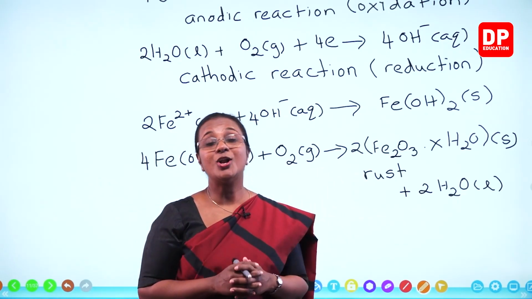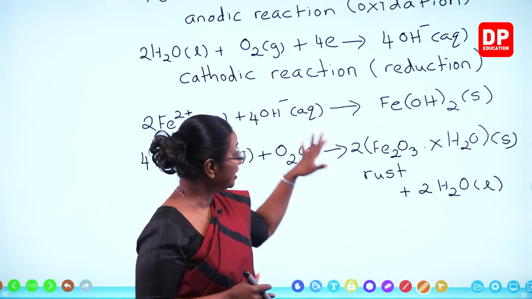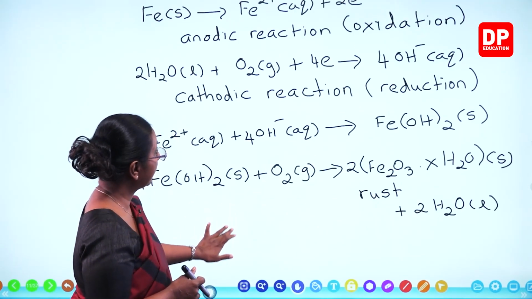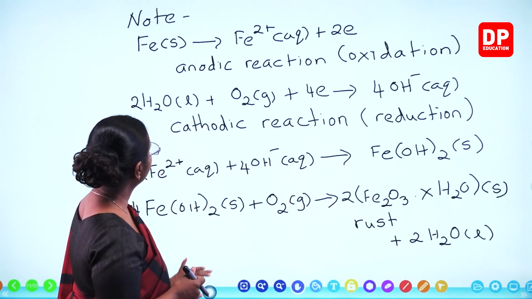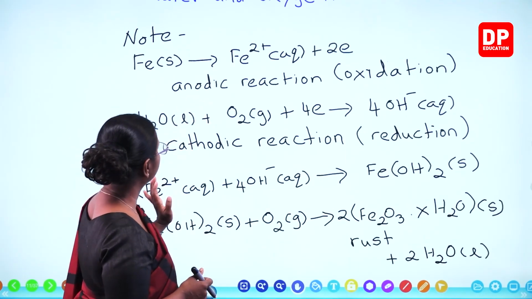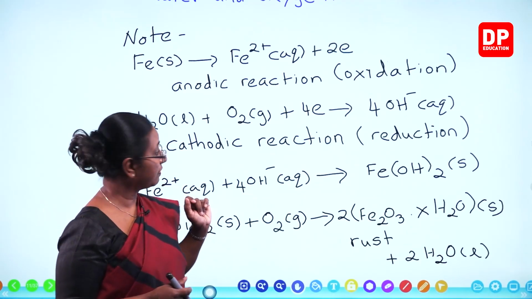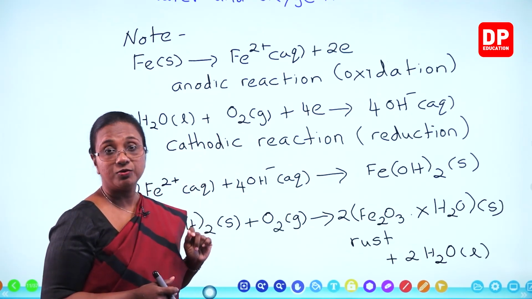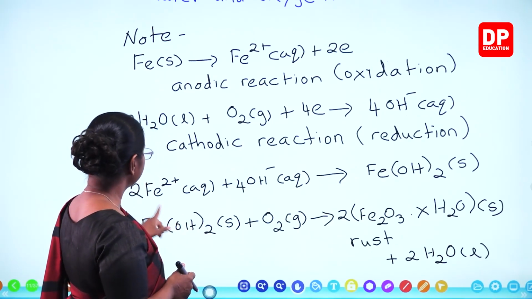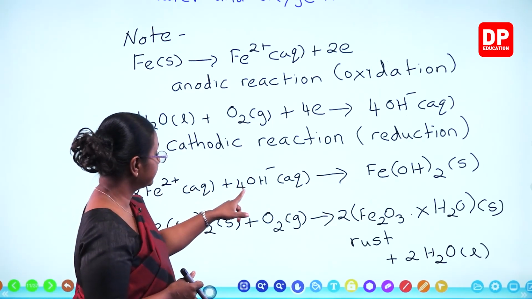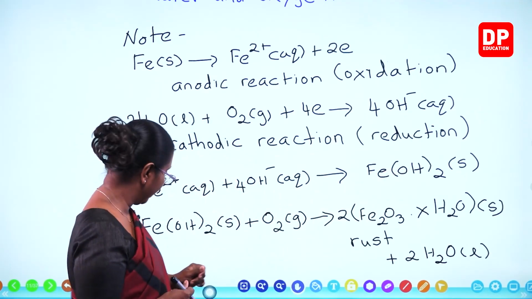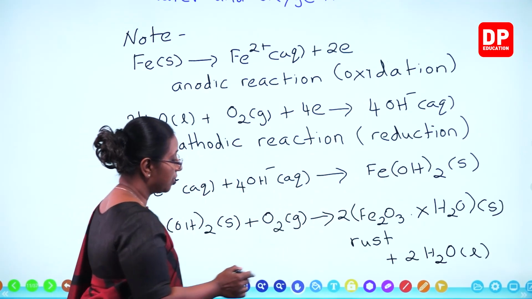So I'm sure you all can remember that, students. These are the reactions related to rusting of iron. You all have to remember the anodic reaction, that is the oxidation of iron, then the cathodic reaction, water and oxygen forming 4 OH minus ions. Then the Fe2 plus ions and 4 OH minus ions form Fe(OH)2 solid. But that further gets oxidized.